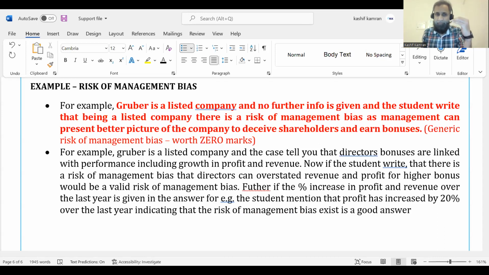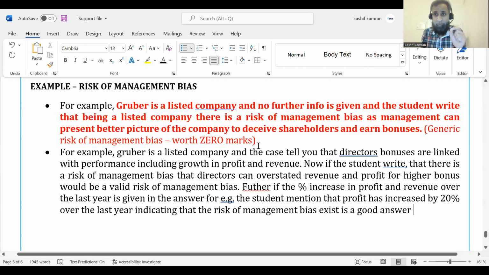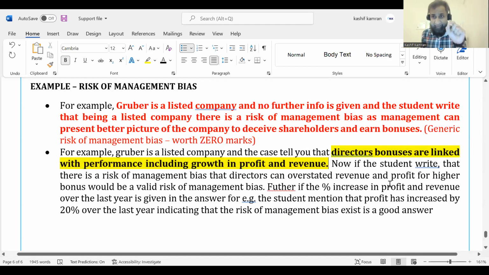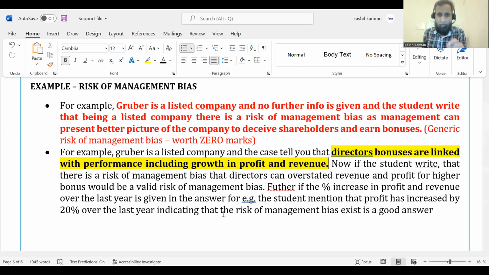Look at the difference between the first answer and the second one. In the first answer, the examiner was just telling you it's a listed company, nothing else. But in the second, the examiner was telling you there is a specific risk that the directors' bonuses are linked with performance, and you utilize that in your answer. Just like the case with Grubber company, Martin is to sell shares. And we utilize that information because that was specific information for risk of management bias. I hope you're clear with this.